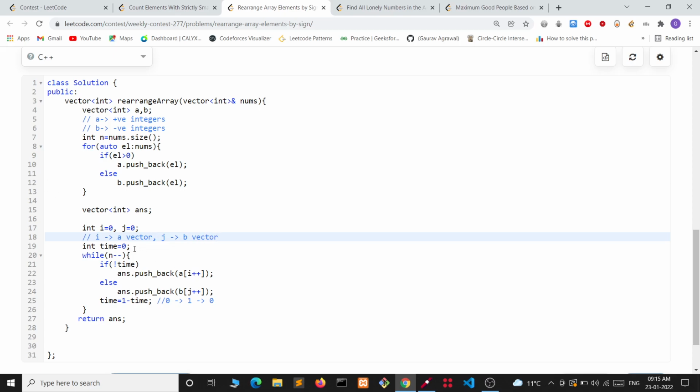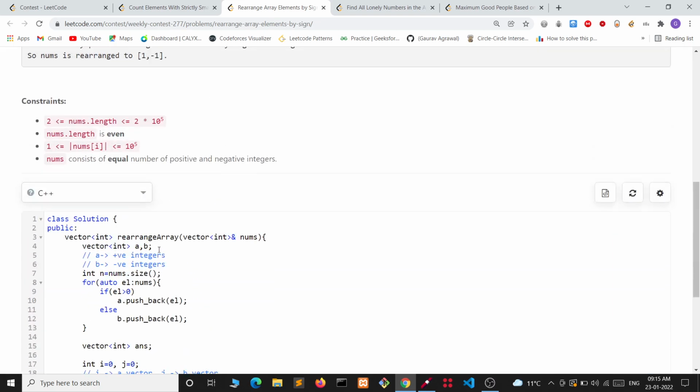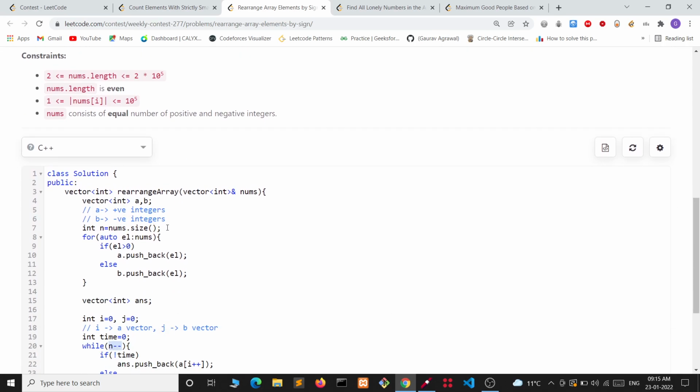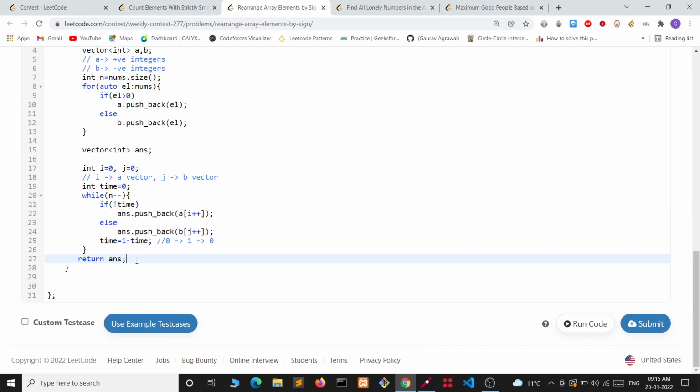Now we have taken a variable turn equal to 0. If it is 0, then we take the element at index I from the A vector, and if it is 1, then we take the element from the B vector, and we change turn from 0 to 1 and 1 to 0 and so on. We run this loop n times because there are n elements in nums. So this is a simple implementation. After it, we return the answer.